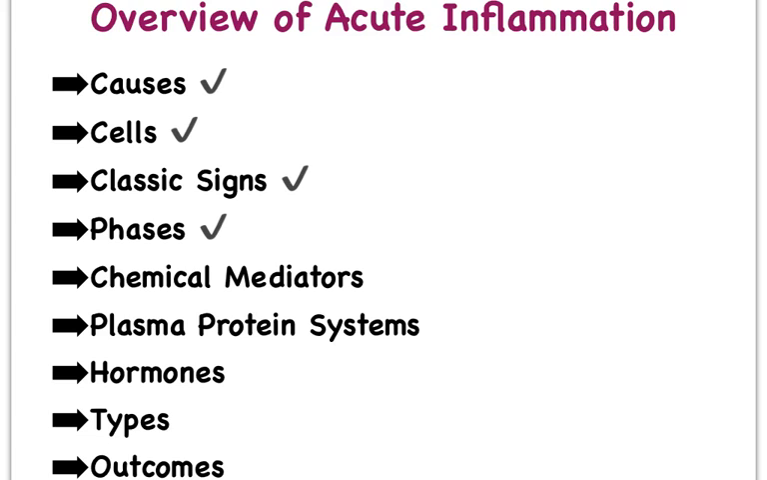So, what have we done so far in acute inflammation? We looked at the etiology, we looked at the cells involved, all the classical signs and symptoms, and just now we studied in great detail the vascular as well as the cellular phase of acute inflammation.